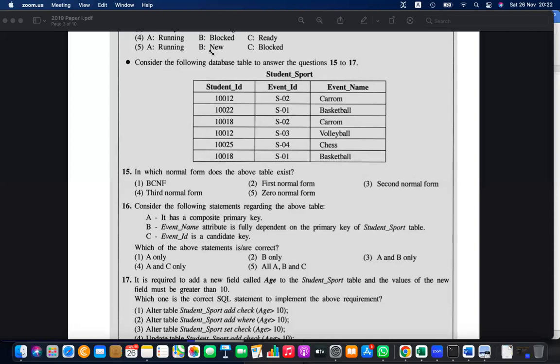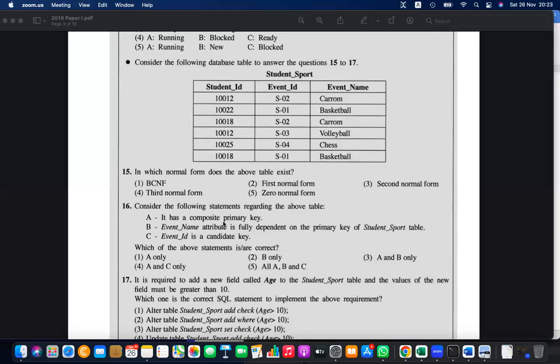Because you cannot say that the event name attribute is fully dependent on the primary key. No, it's not fully dependent. You can see event name depends on event ID. It's not depending on the student ID. It's not depending on both keys. It's not depending on the student sport table's primary key. The primary key is composite, and there is a partial dependency also. Therefore, you have to consider only A. A is the correct answer.